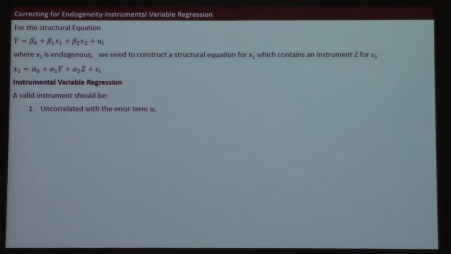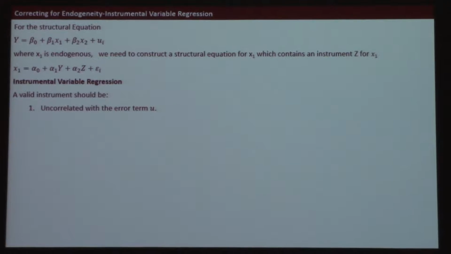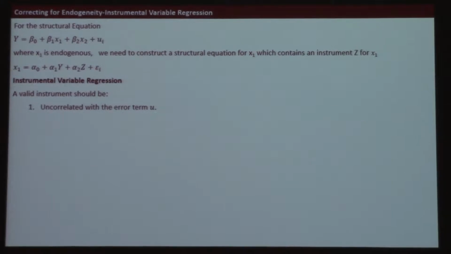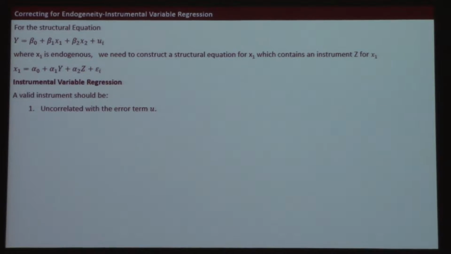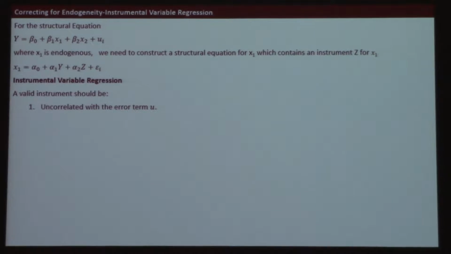These are the conditions for an instrument. Our instrument needs to be uncorrelated with the error term U. What does that mean? It doesn't belong in our primary equation of interest. Whatever our instrument is, it's got to shift, in this case, something that belongs in the supply curve but doesn't belong in the demand curve, so that we can shift the supply curve and identify the demand curve. So that's what that means. It's just the technical. It's uncorrelated with the error term, meaning it doesn't belong in our demand equation.